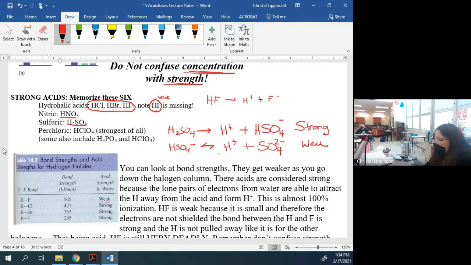All right, perchloric acid then is the strongest of all, and we'll talk about that on the next page if I have time. So memorize these 6. These are your 6 that you need to memorize. Don't memorize that one. Some people consider these in college. You may end up with these as well because they're right on the edge.